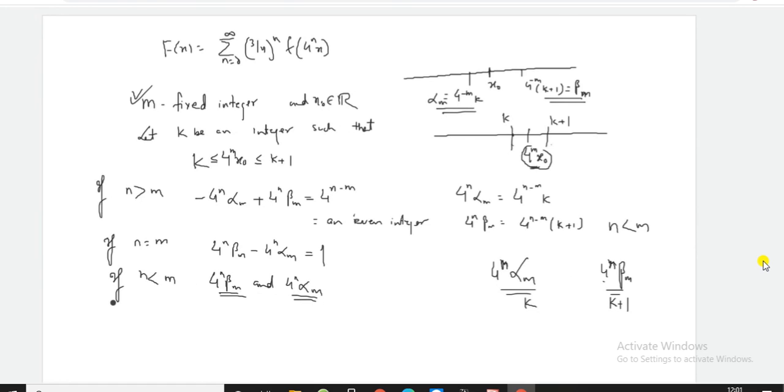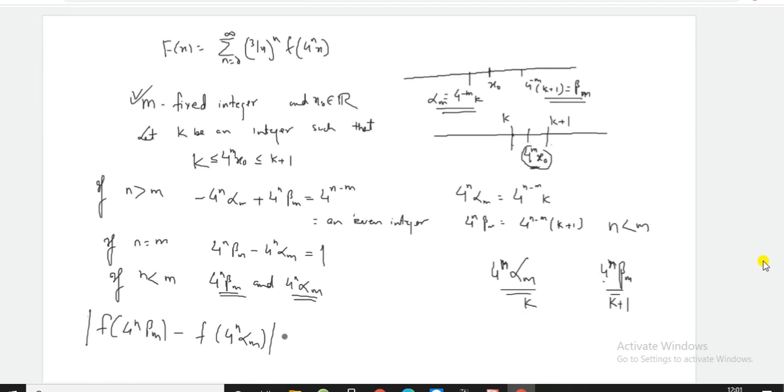Okay, so now I am calculating this difference, this f of 4 to the power n beta m minus f of 4 to the power n alpha m.